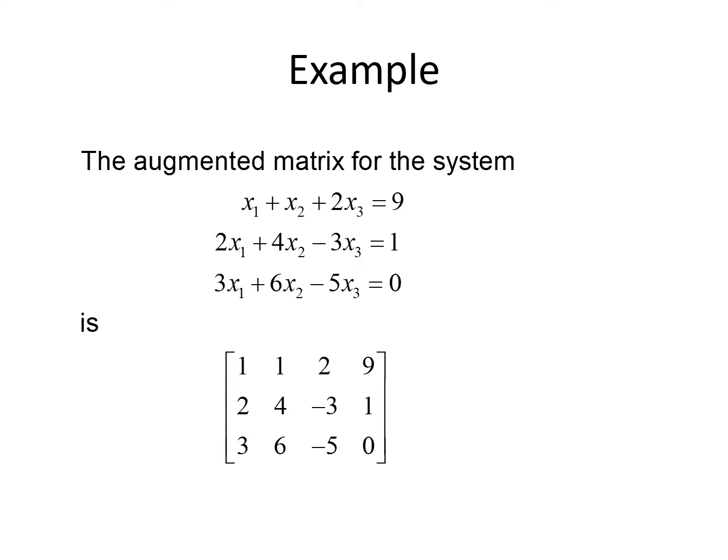Example: here we have x1 plus x2 plus 2x3 equals 9, that is the first equation. 2x1 plus 4x2 minus 3x3 equals 1. 3x1 plus 6x2 minus 5x3 equals 0. It may be written in matrix form as 1, 1, 2, 9, that is the first equation. The coefficients of the second equation are 2, 4, minus 3, 1. And the coefficients of the third equation are 3, 6, minus 5, 0. That matrix is known as the augmented matrix.